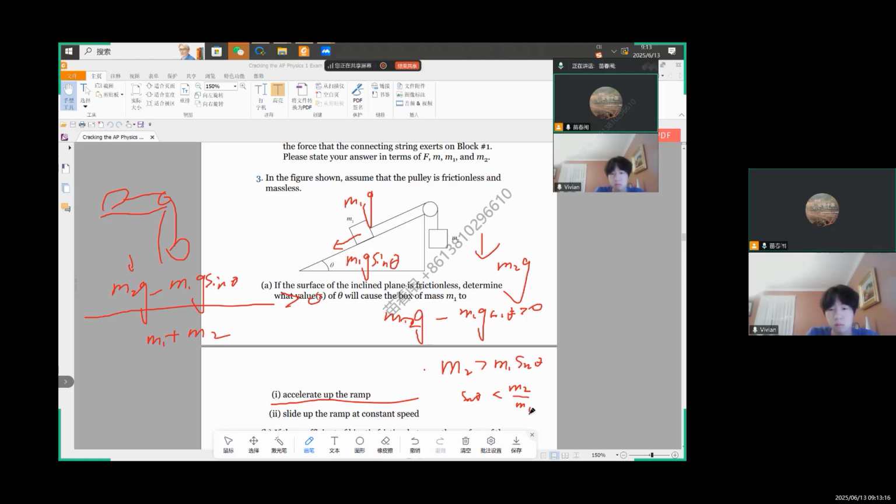Let me see what part A asks. If the surface of the incline, determine the value of theta that will cause M1 to accelerate. Okay, so I can use the inverse function, right? Are you familiar with the inverse function still? Are you familiar with this?